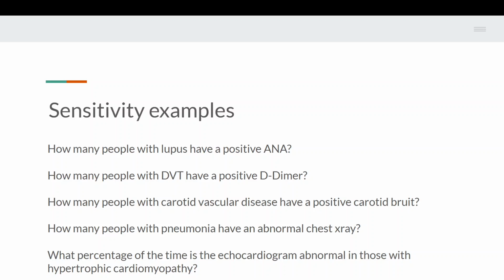How many people with carotid vascular disease have a positive carotid bruit? It doesn't have to be a lab test. In this case, it's a physical finding. How many people with pneumonia have an abnormal chest x-ray? So it can be radiology also. And what percentage of the time is the echocardiogram abnormal in those with hypertrophic cardiomyopathy?